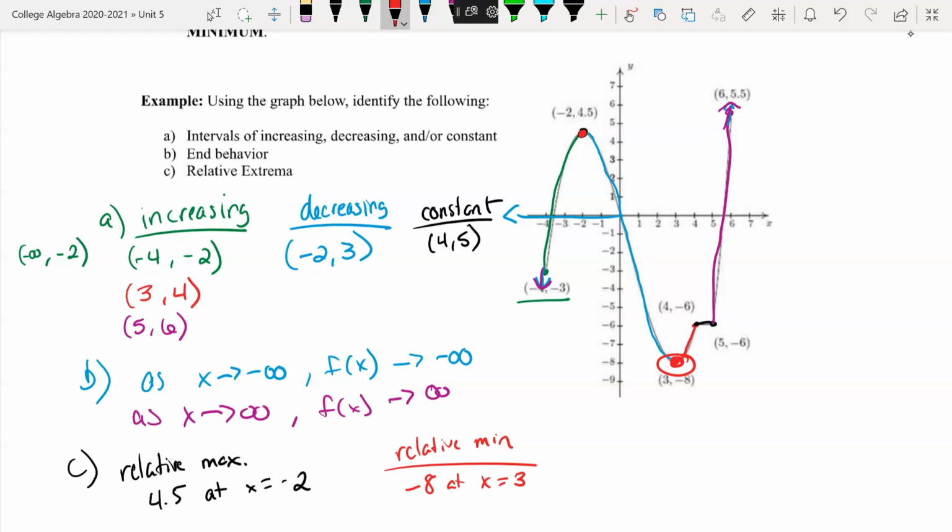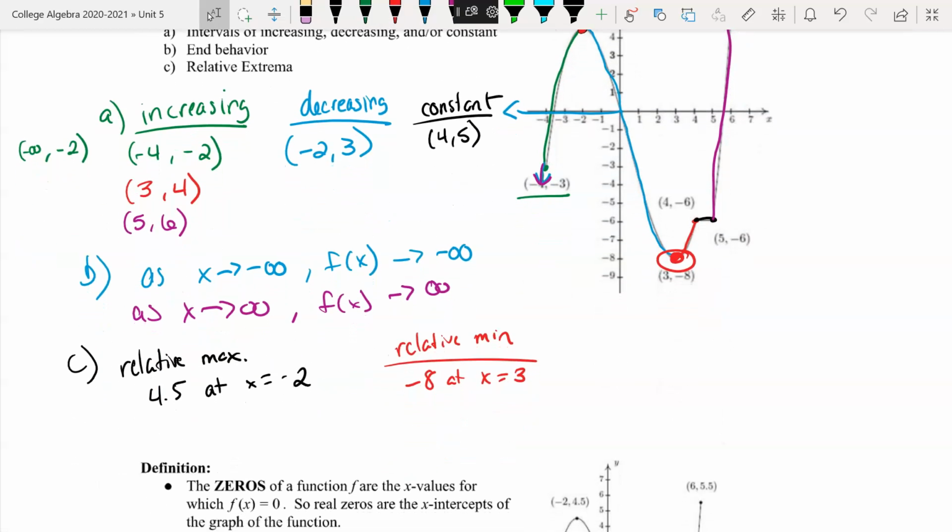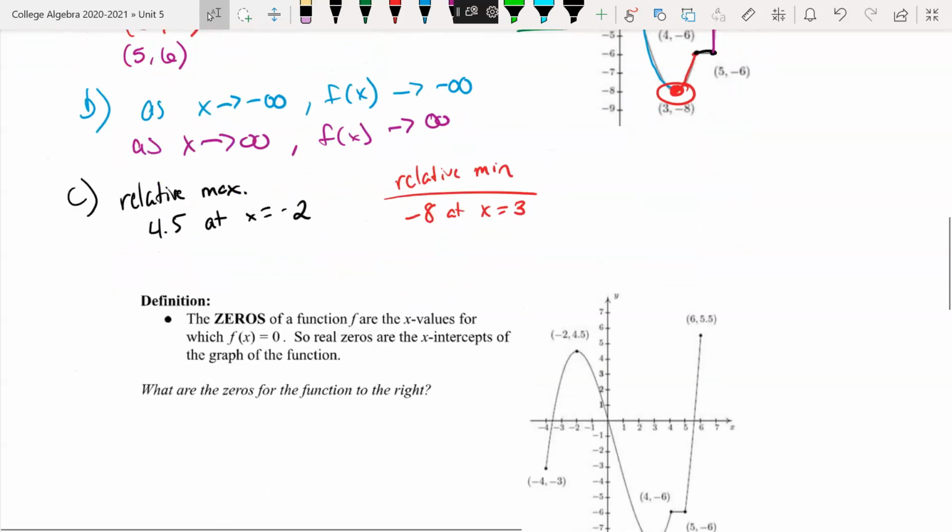It could have one or the other. It could have neither. It just depends on the graph. So you don't always have to have a max and a min. You can just have one. You could have a max or a min. Again, it depends on the problem. So that's intervals of increasing, decreasing, or constant in behavior and relative extrema.